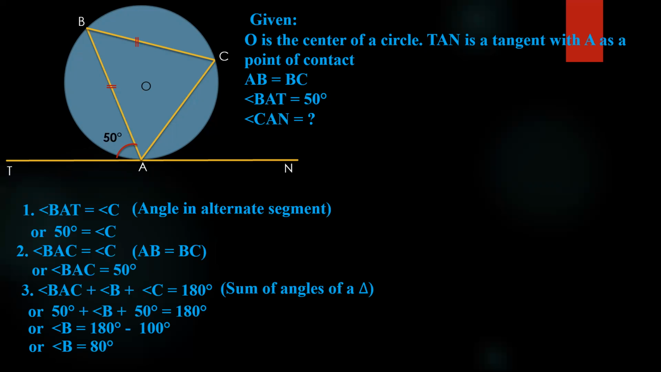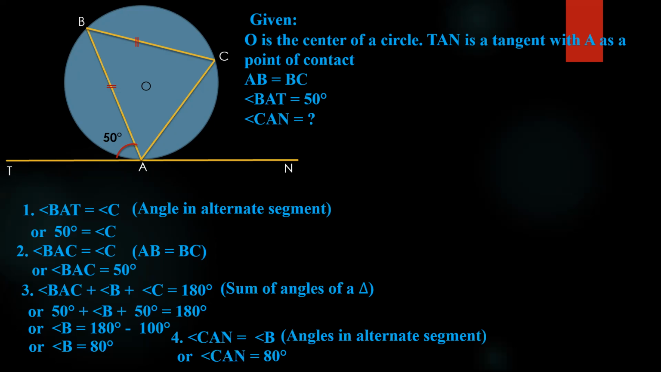Now we found angle B. Now let's look closely. AC is a curve, and AC has made an angle with a tangent, that is angle CAN. So angle CAN must be equal to angle B, that is angles in alternate segment. Okay, and that's why angle CAN is equal to 80 degrees.